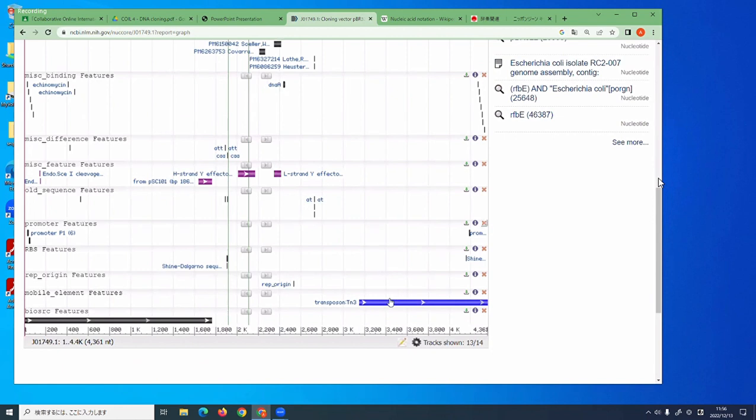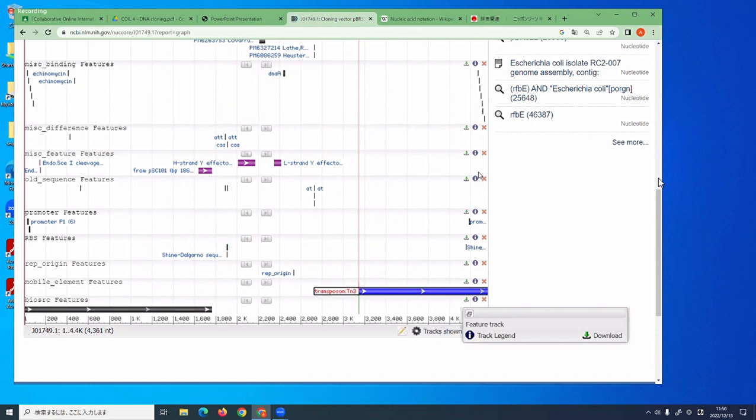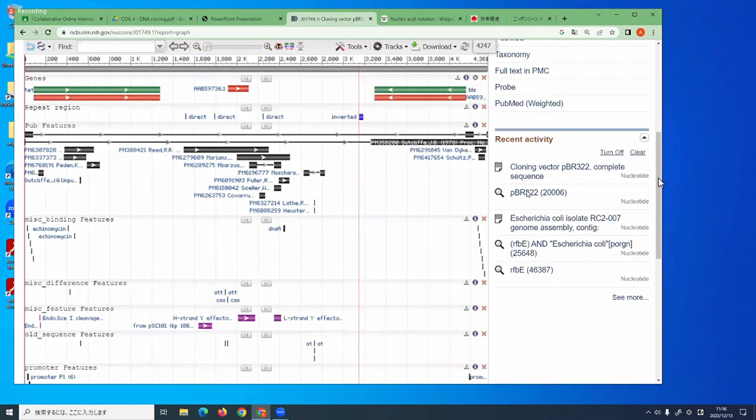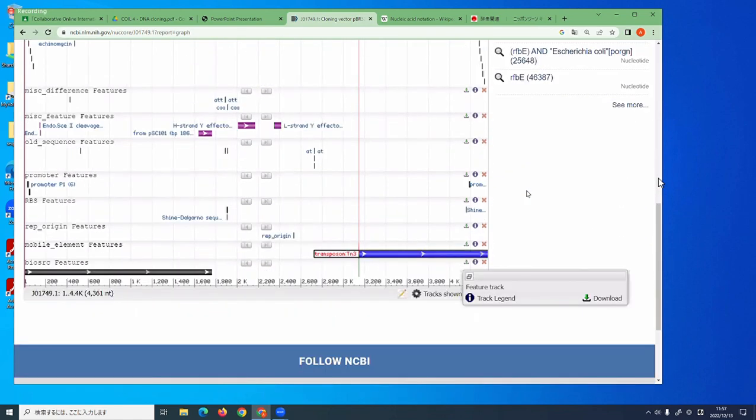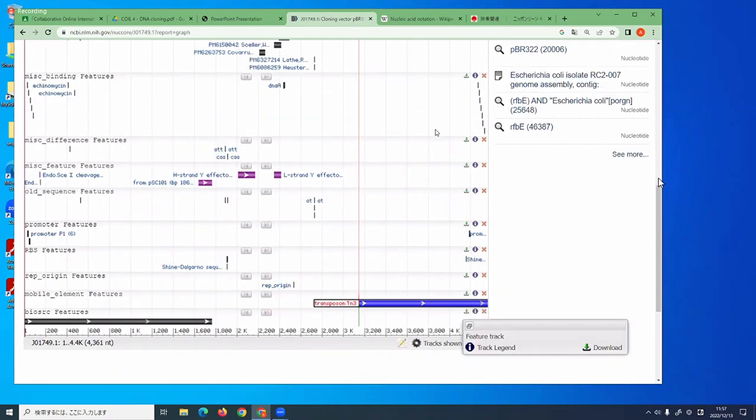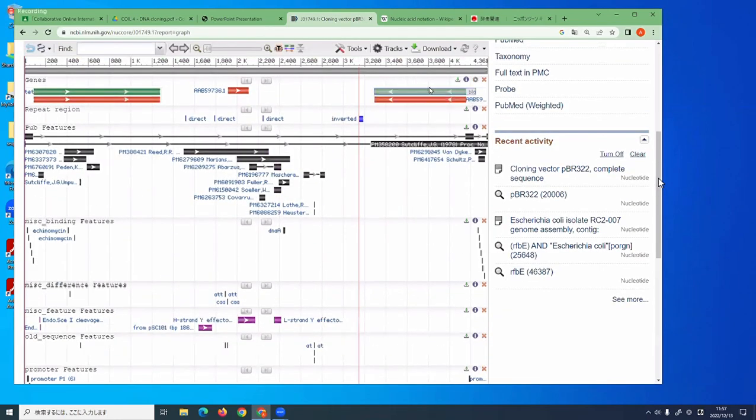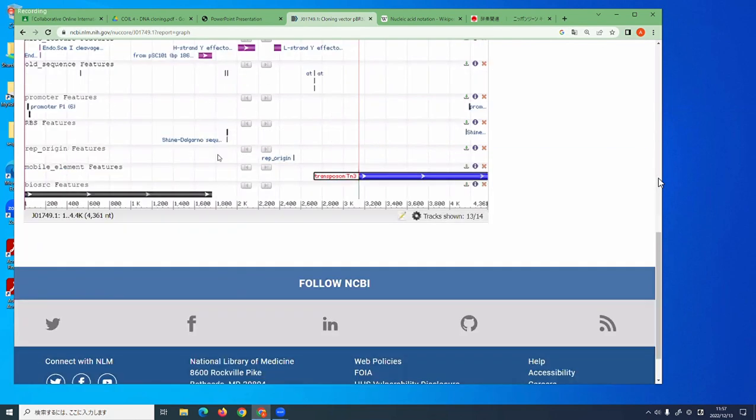Other than that, there are transposons over here. This is how we'll make this plasmid. A transposon is a moving element, so they transfer the BLA gene using the transposon, and the transposon gets inserted here. Well, that's a story for another time.